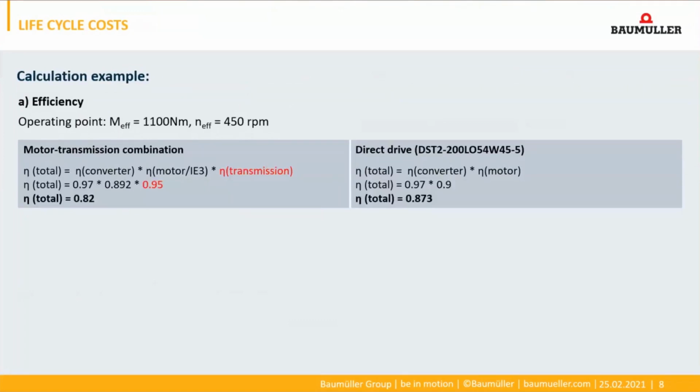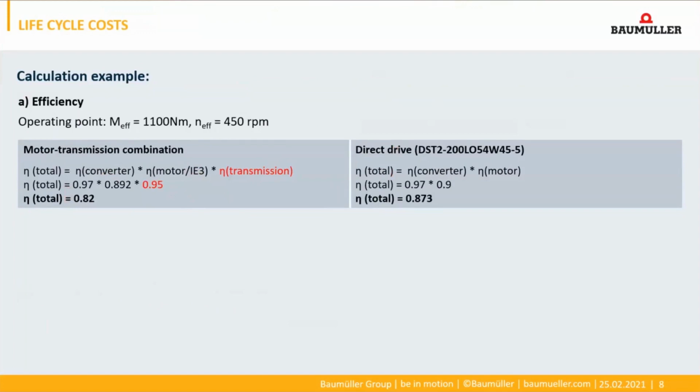By taking a look at the left column, we see the motor-gearbox combination. To calculate the whole efficiency, we need to multiply the efficiency of the converter with the efficiency of the motor and also with the efficiency of the transmission. In this case, we get 82% efficiency. In the right column, we see the direct drive.